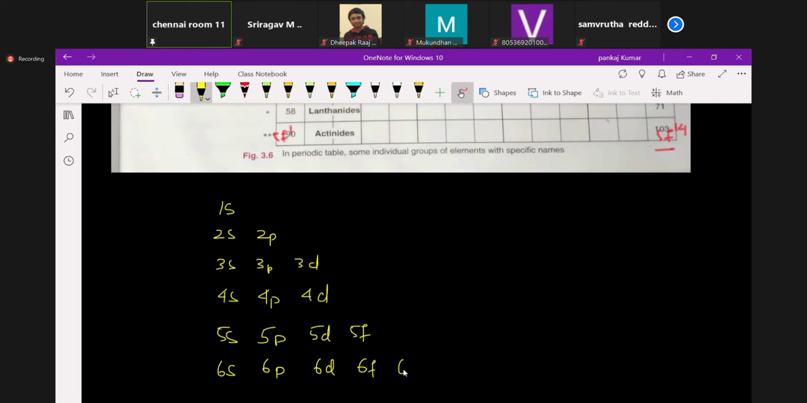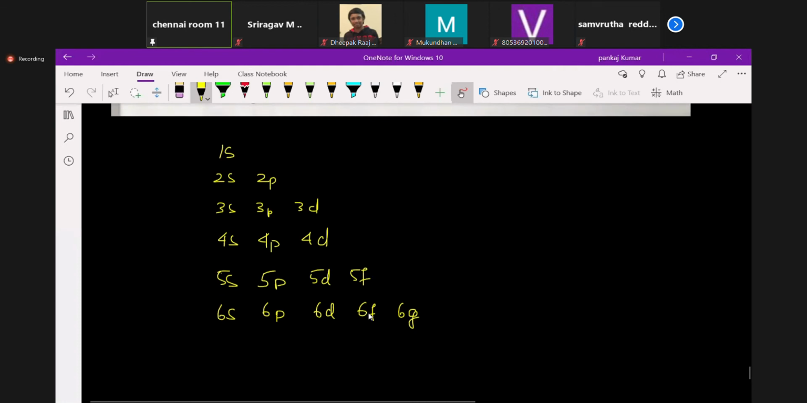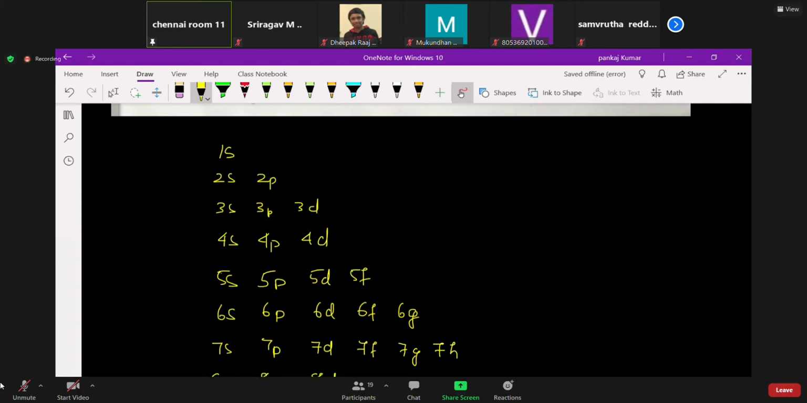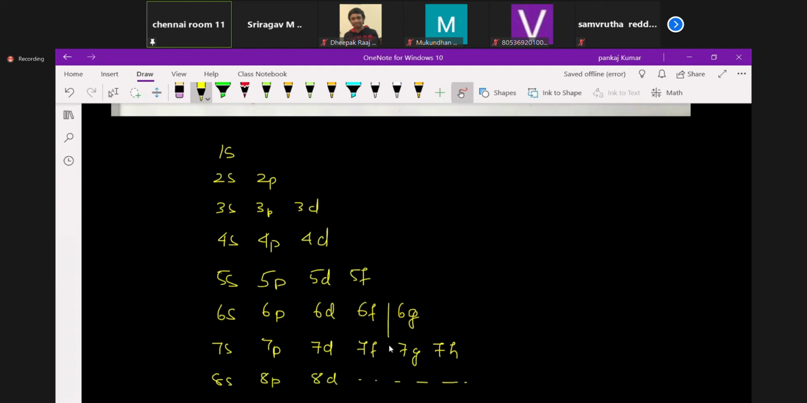Then next is 6d. But 6d, unfortunately, is not there. But as per the rule, 6d is also there. The next we have 7s, 7p, 7d, 7f, 7g, and 7h. The last one is 8s, 8p, 8d, and something goes there.